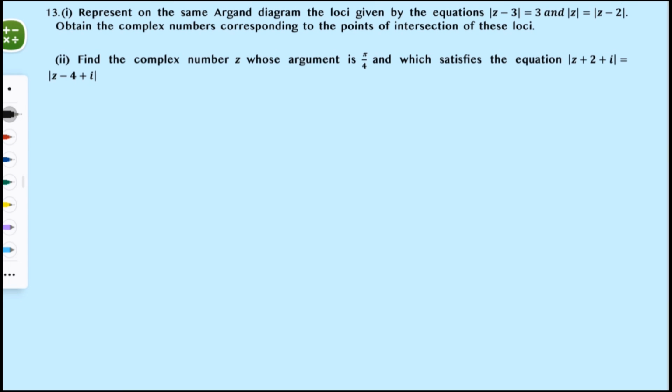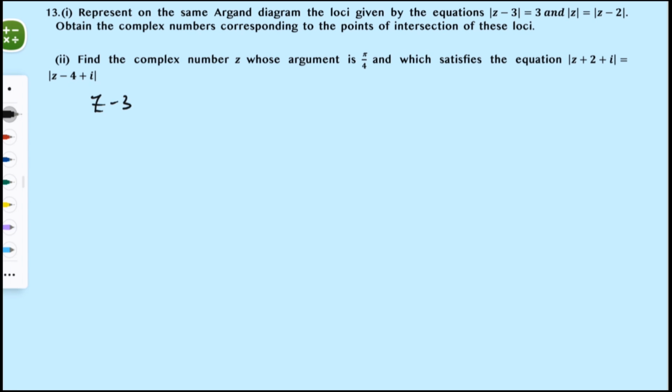Represent on the same Argand diagram the loci given by the equations absolute value of z minus 3 equal to 3, absolute value of z equals absolute value of z minus 2. Then obtain the complex numbers corresponding to the point of intersection of these loci. So basically locus is just the path taken or the path drawn by each of these complex numbers. The path can be a circle, it can be a curve or whatnot. So if we want to find the locus of each of these, let's start by writing it down first.